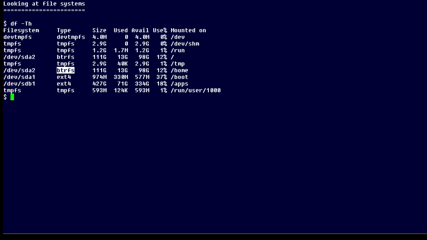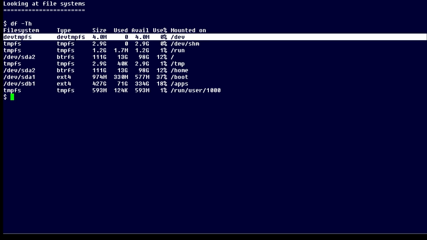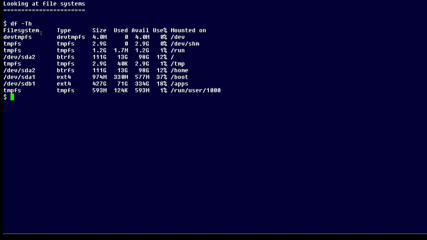They're both disk-based, and you can tell because they start over here. The file system starts with dev, where the tmpfs and devtmpfs file systems do not. They are actually storing their content in memory, and if a system is powered off or rebooted, it will lose whatever it had in those file systems and start over again.